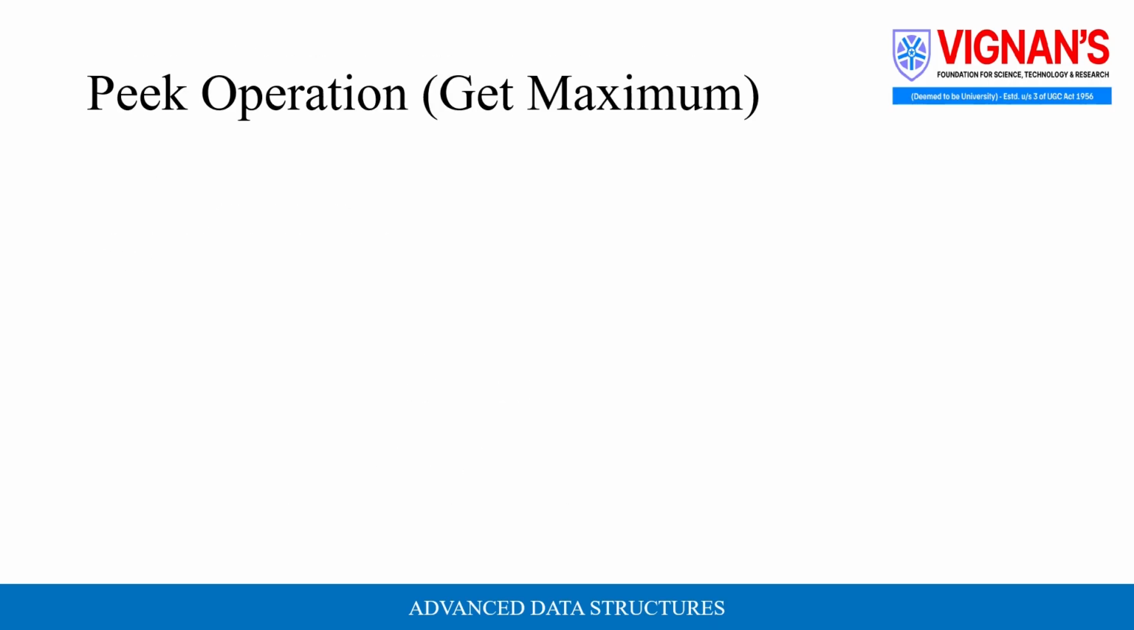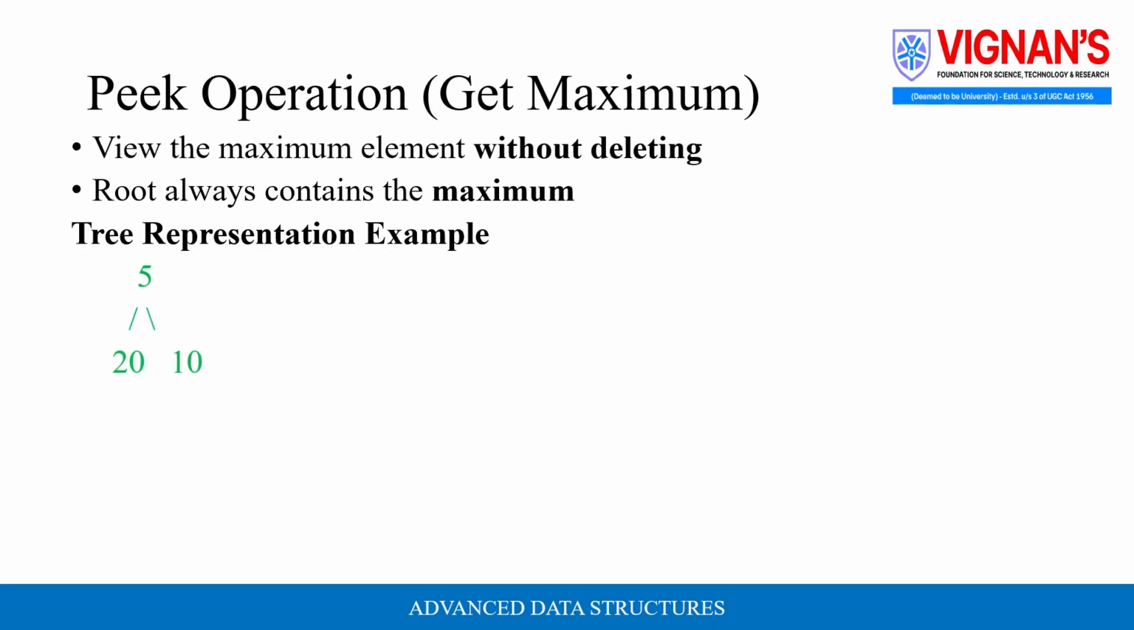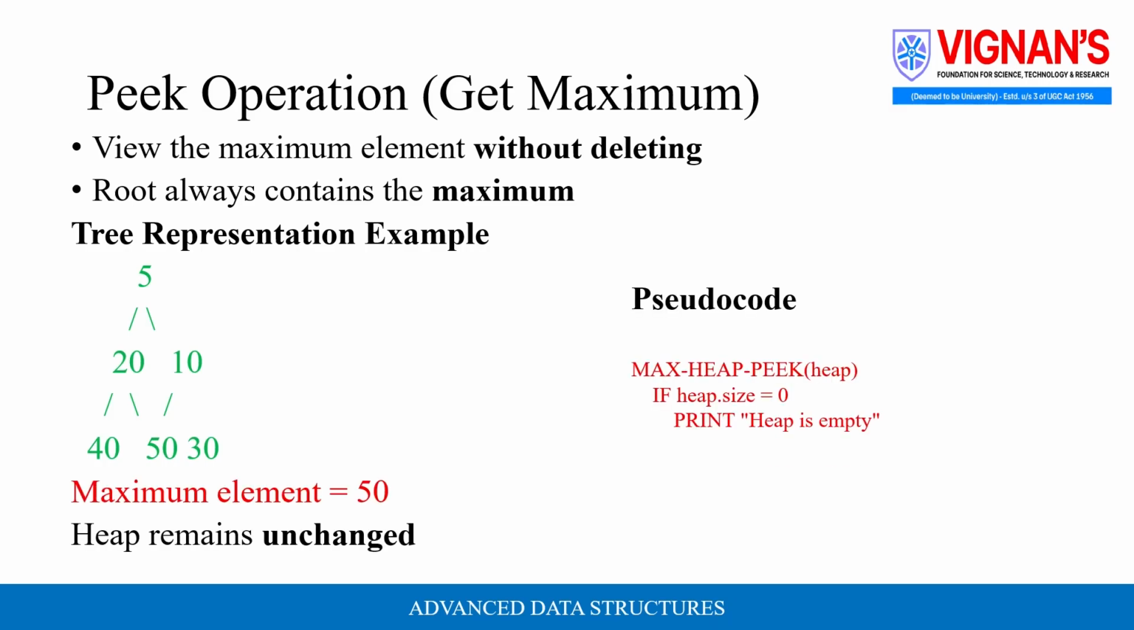Now I will explain the peek maximum operation in a max heap. In a max heap, the maximum element is always stored at the root node. The peek operation is used to view this maximum element without deleting it from the heap. First, we check whether the heap is empty. If the heap size is 0, we print a message saying heap is empty and stop the operation. If the heap is not empty, we simply return the root element, which is stored at index 1. This is because the root always contains the maximum value in a max heap.